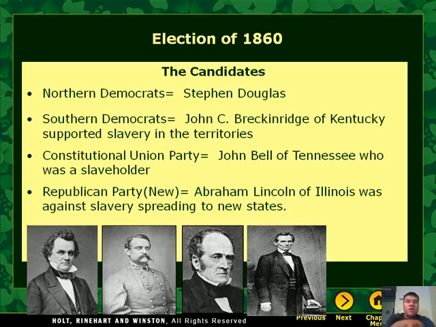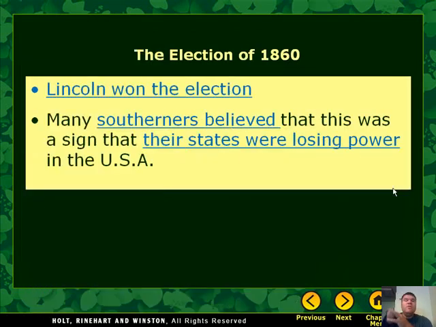A lot of Southerners saw Abraham Lincoln as someone who was going to get rid of slavery. They saw him as someone who was going to take away their property. And so in a lot of states, he wasn't even on the ballot. Matter of fact, he wasn't on the ballot in any of the southern states. So he wasn't even a choice for people to vote for in the southern states. But even though that was the case, Lincoln wins the election.